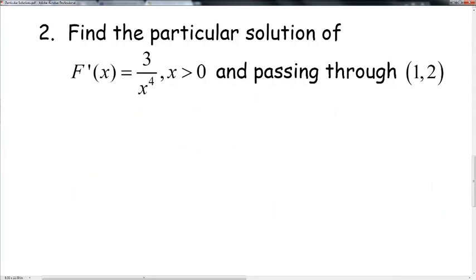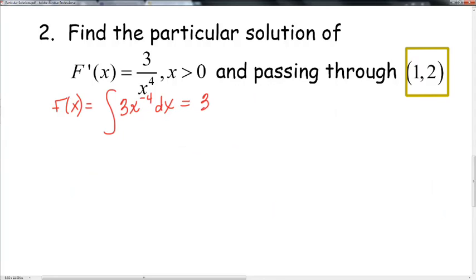Alright, number 2, find the particular solution of f prime of x is equal to 3 over x to the fourth, where it's such that x is greater than 0, and passes through the point 1, 2. So again, this right here is going to be our coordinate that we're going to be passing through. So our first job is to find the original equation. So f of x, the antiderivative, is equal to, I'm going to go ahead and fix this, that x to the fourth, and move it up, and so it'll be 3x to the negative fourth dx. And I'm going to go ahead and take the antiderivative.